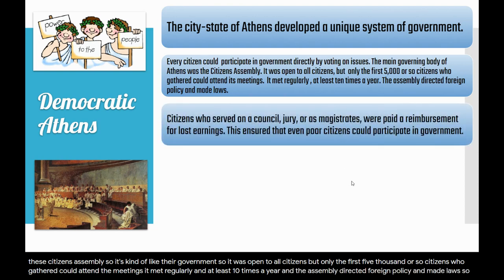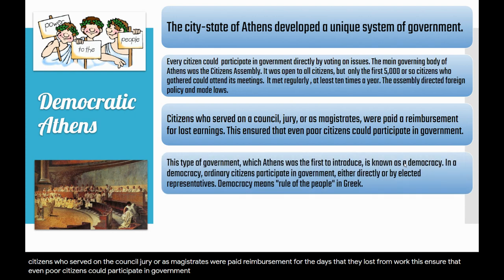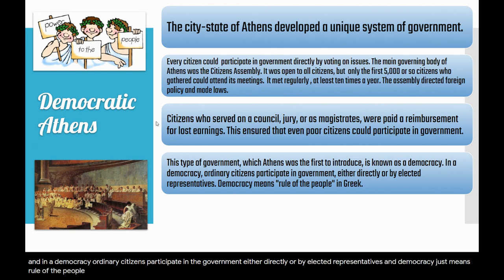Citizens who served on the council, jury, or as magistrates were paid reimbursement for the days that they lost from work. This ensured that even poor citizens could participate in government. This type of government, which Athens was first to introduce, is known as democracy. In a democracy, ordinary citizens participate in the government either directly or by elected representatives. And democracy just means rule of the people.